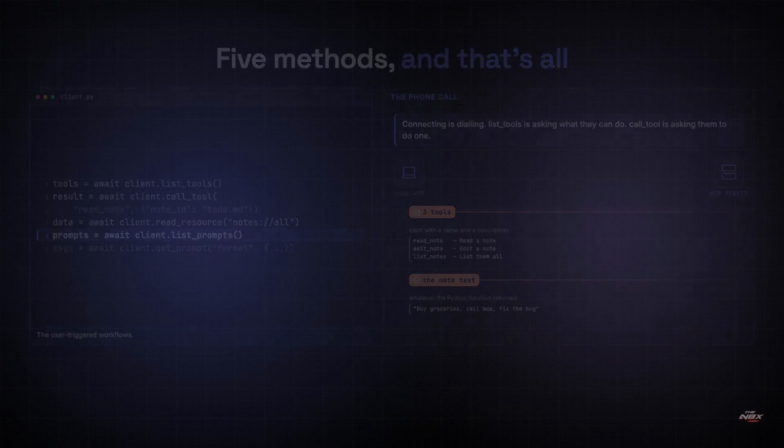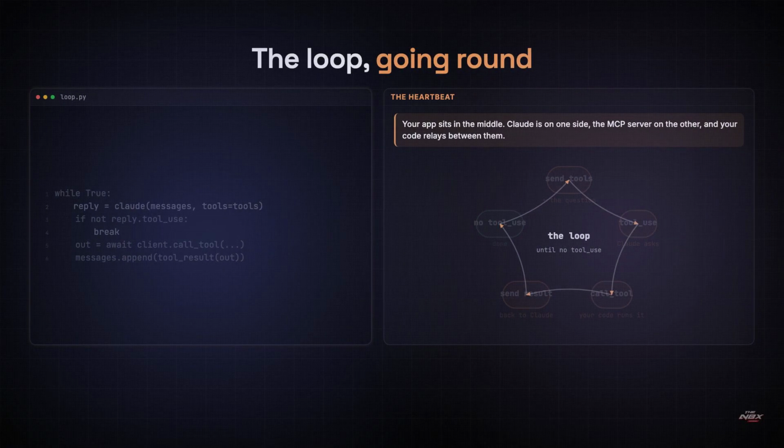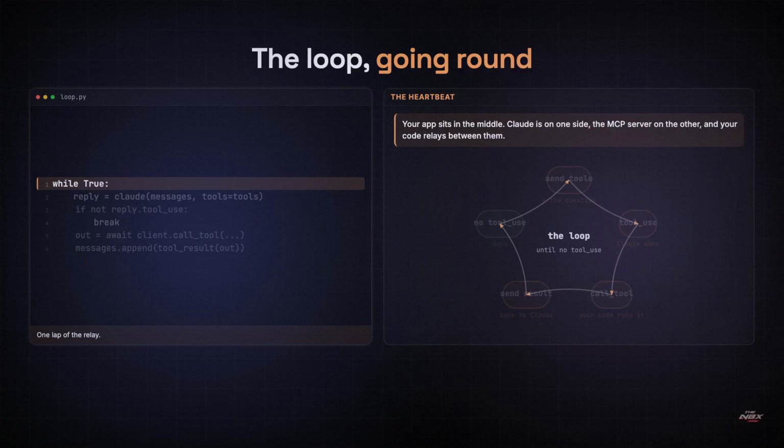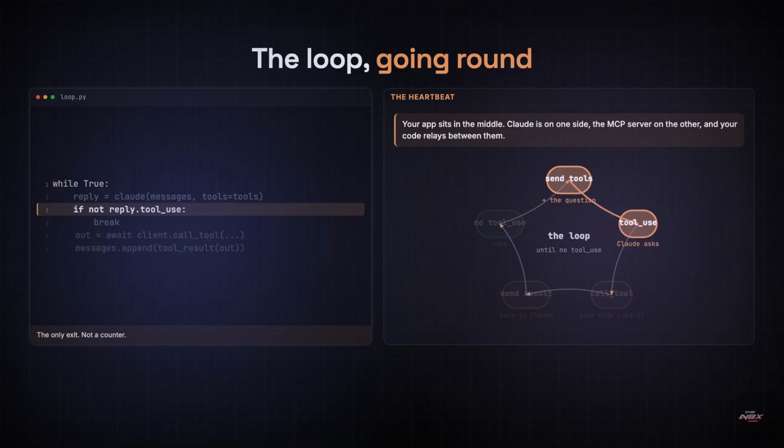Because the connection code around them never changes, there's nothing worth memorizing. Now the part that makes MCP feel alive. Your app runs a loop, and here's one lap of that loop. Your app loops, and you send Claude the user's question together with the tools from the server. Claude replies asking for read note with an argument, asking, not doing, and that distinction is the whole reason your app exists. Then comes the check that ends everything, and we'll come back to that line in a moment.